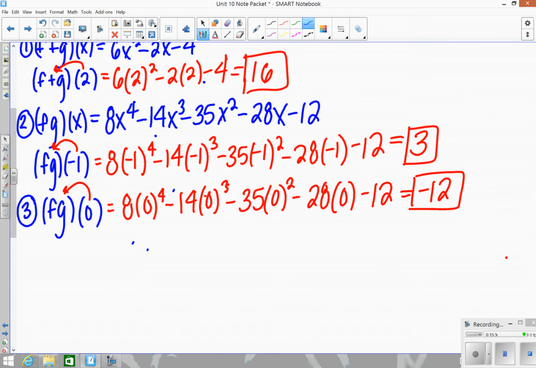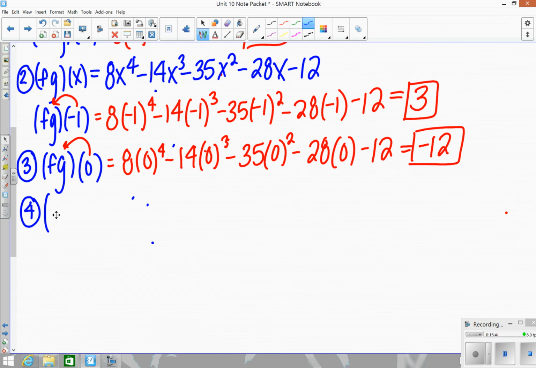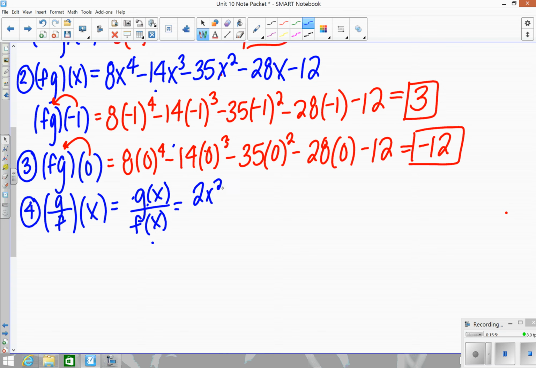And then the last one we have g divided by f. So if you look at this function, this is like saying g of x divided by f of x. So we didn't do this one on the previous page. We did it as f of x divided by g of x. So this is going to be a different function. So it's going to be g of x over 4x squared plus 3x plus 2 over f of x.